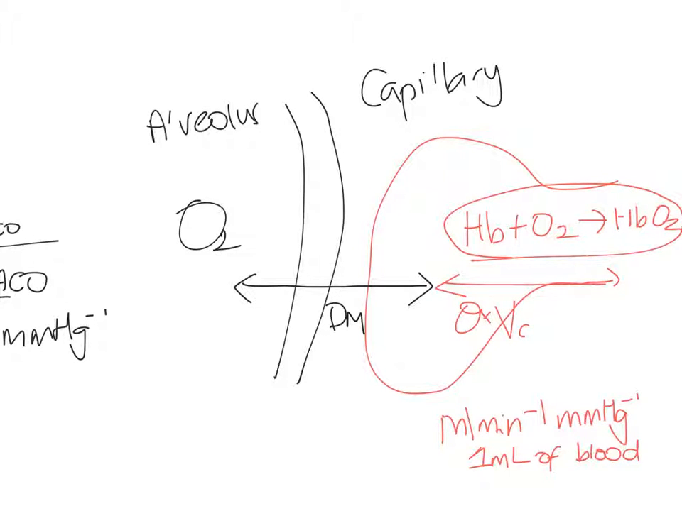So in conclusion, the total diffusion capacity of the lungs is the diffusion capacity of the alveolar membrane plus the total rate of reaction between the hemoglobin and the oxygen. And that's the end of the talk. Thanks.